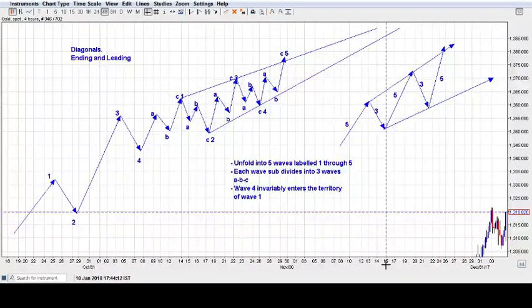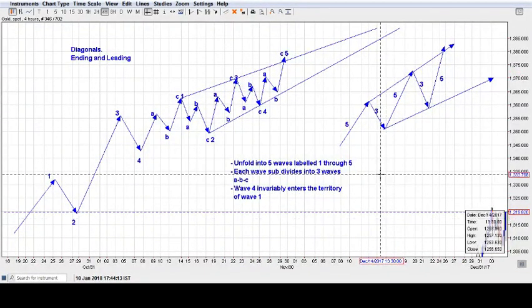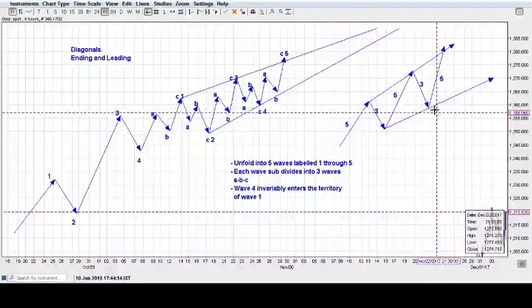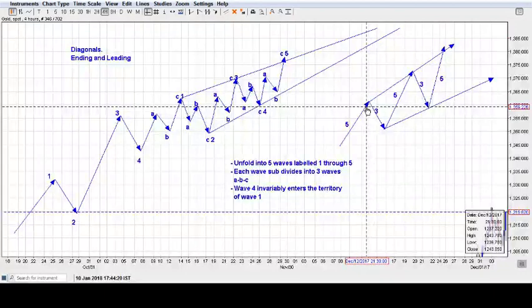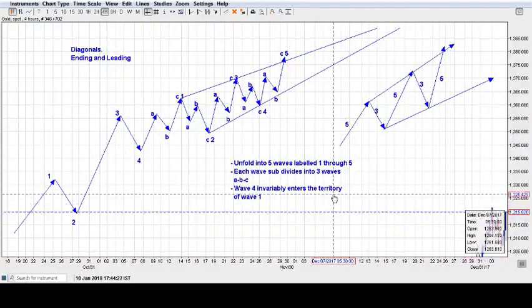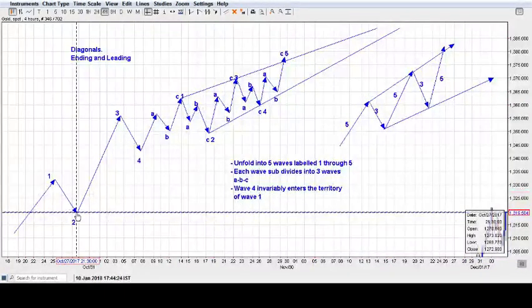Just as an impulse. But the difference between an impulse and a leading diagonal is that wave 4 invariably enters the territory of wave 1. Alright, so that's about the diagonal structure, ending and leading.